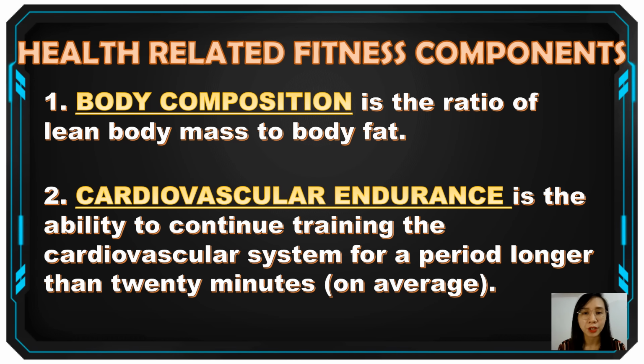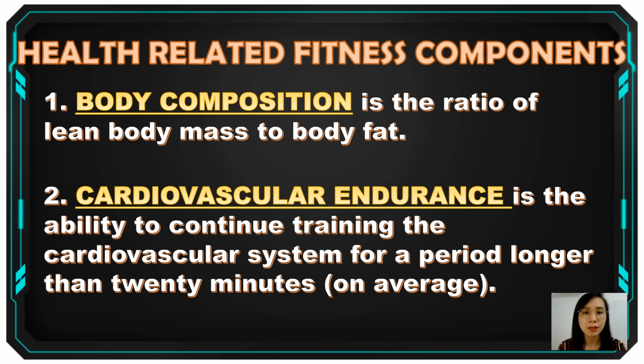The first one under health-related fitness components is body composition. This is the ratio of lean body mass to body fat. You may identify your body composition by getting your BMI or body mass index. Later, I will teach you how to compute for the BMI.